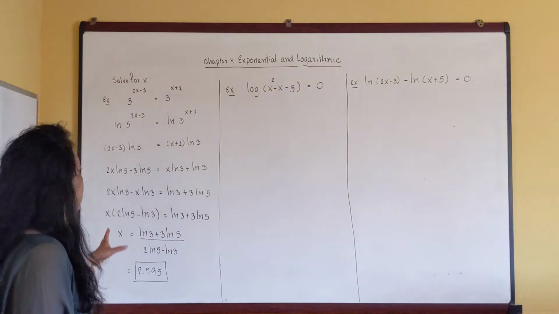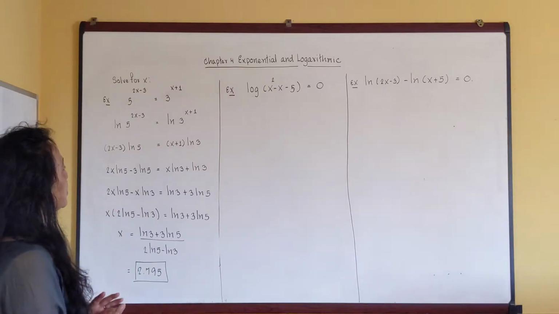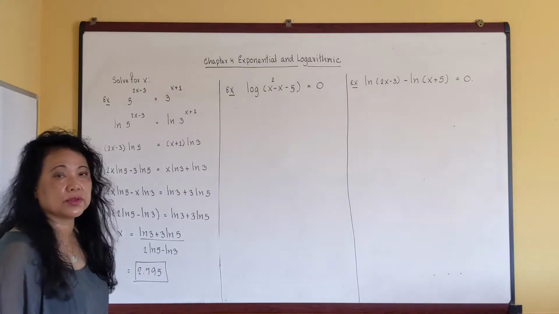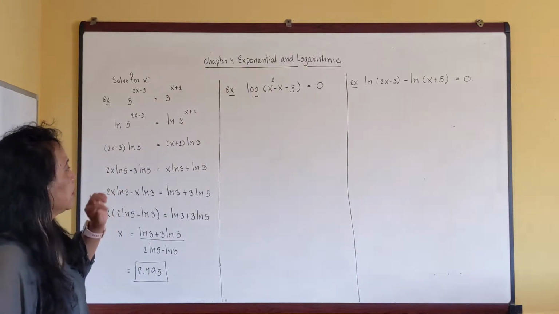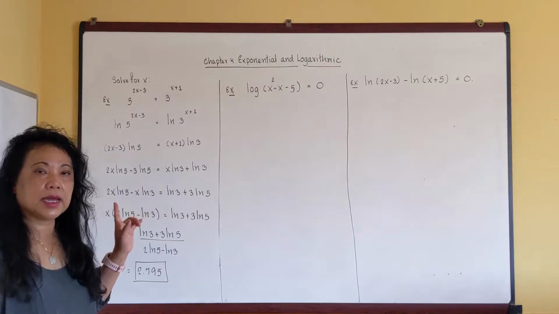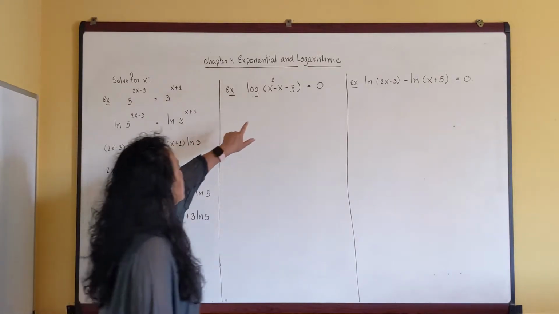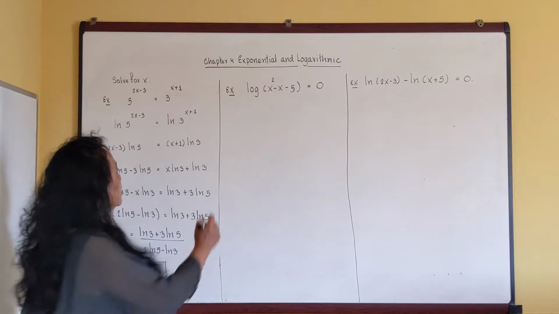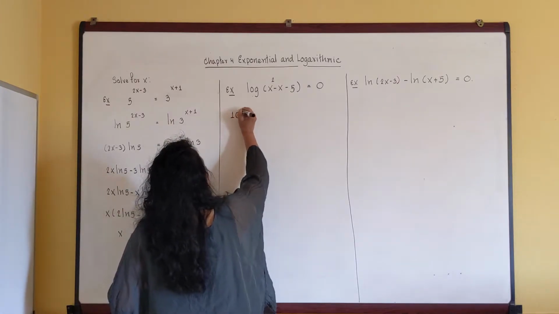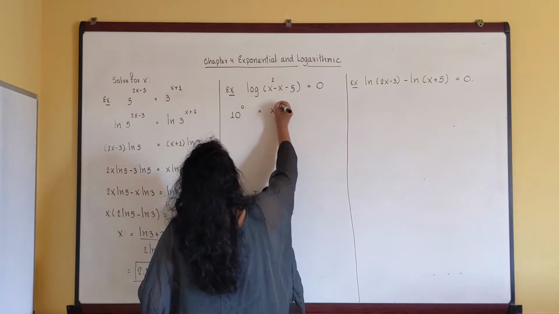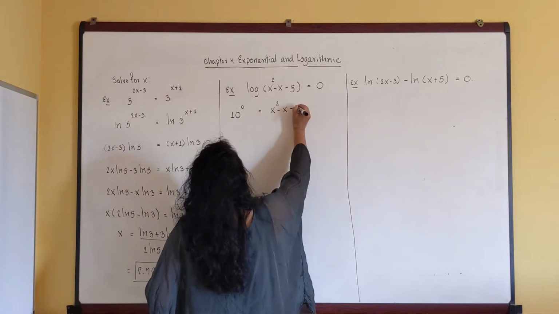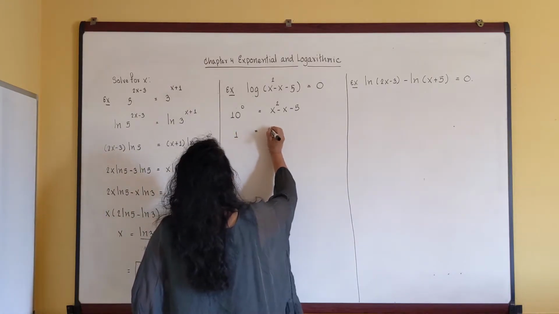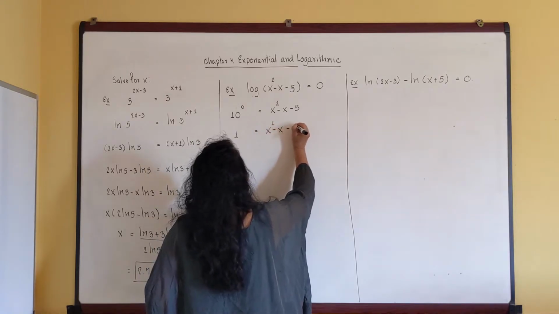Alright, that's one technique. Another technique, look at this one. You have log of the expression x squared minus x minus 5 equal to 0. So it's not an exponential, but it's a log. So I'm going to rewrite it as an exponential. This is base 10. If I don't write anything, it's the common base, which is base 10. So changing to exponential, 10 to the 0 is equal to x squared minus x minus 5. 10 to the 0 is 1, so 1 is equal to x squared minus x minus 5.